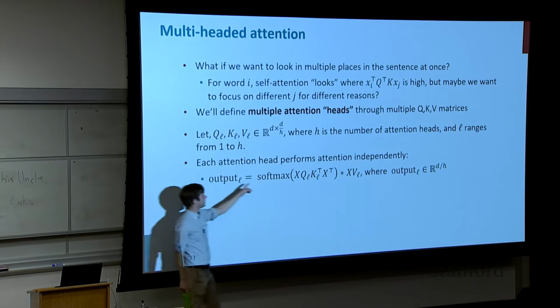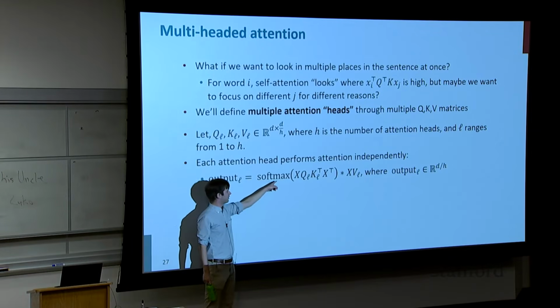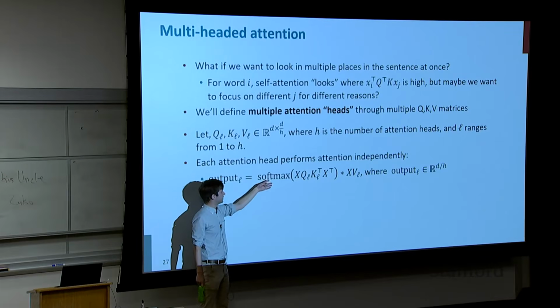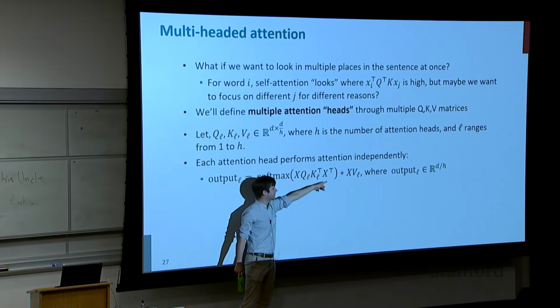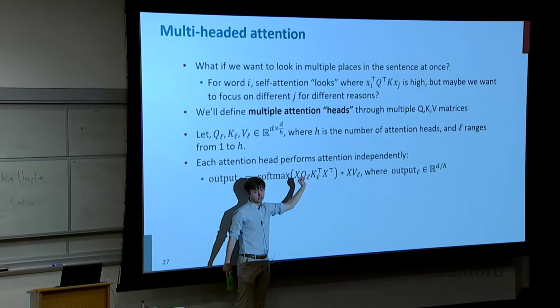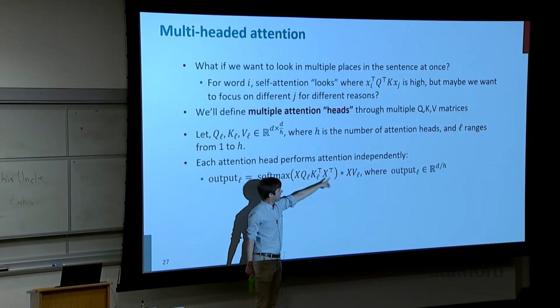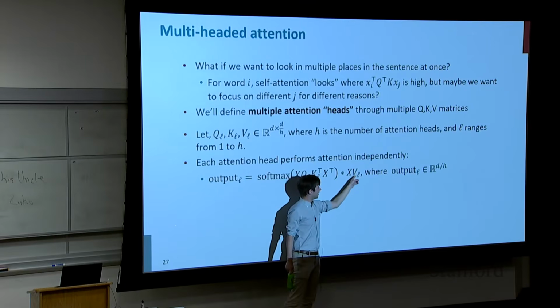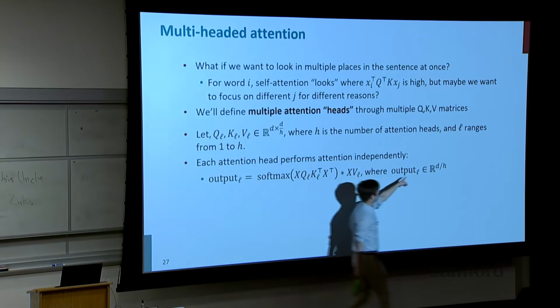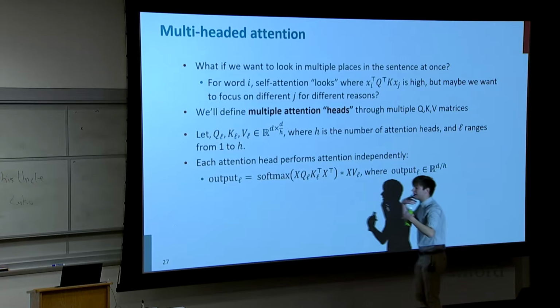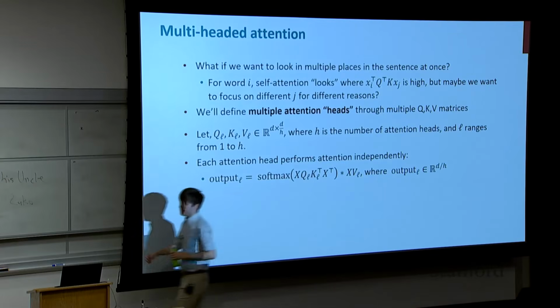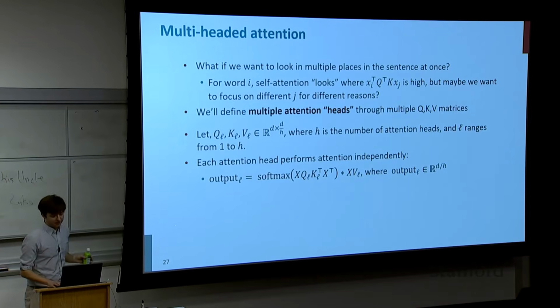So this equation here is identical to the one we saw for single-headed self-attention, except I've got these l indices everywhere. I'm mapping to a lower dimensional space, and I do have my lower dimensional value vector there. So my output is in R^(d/H). But really, you're doing exactly the same kind of operation. I'm just doing it H different times.